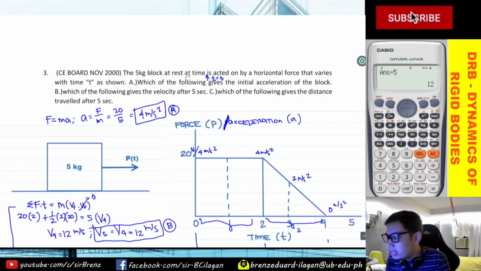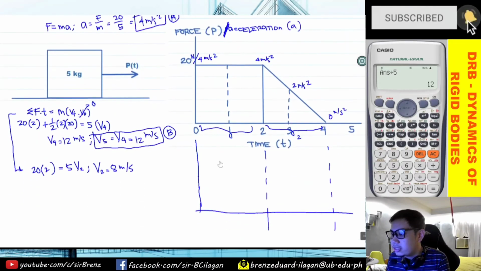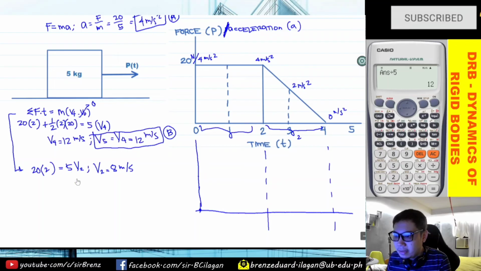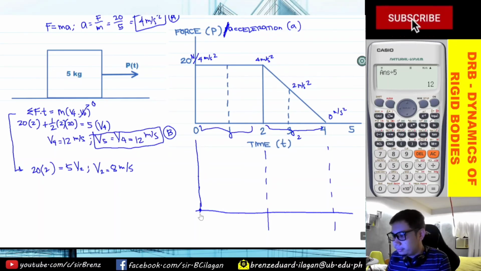Sabi nga pala dyan, the velocity at 0 seconds. So it starts from rest. So the initial velocity here is 0. Okay? So, iba pala yung value ng velocity niya at the first second.